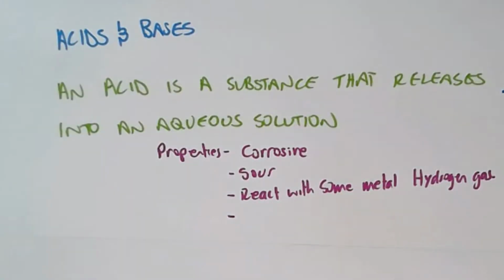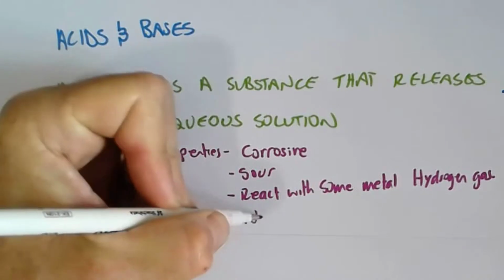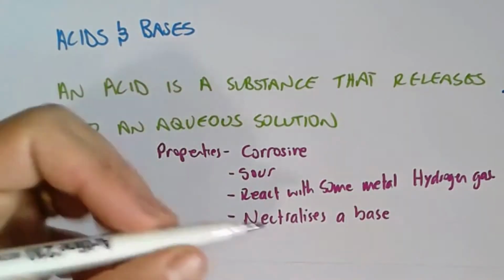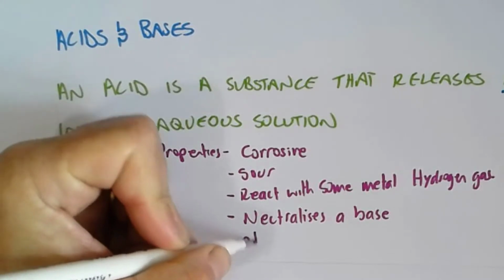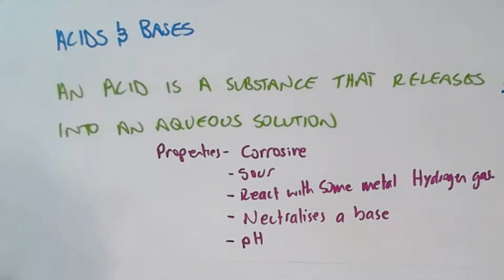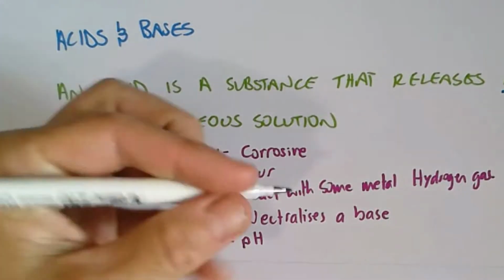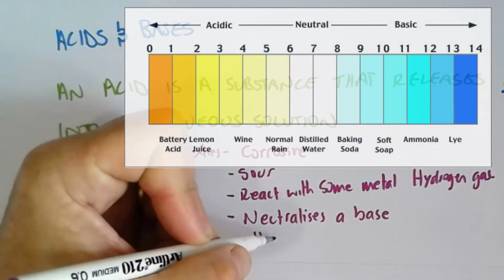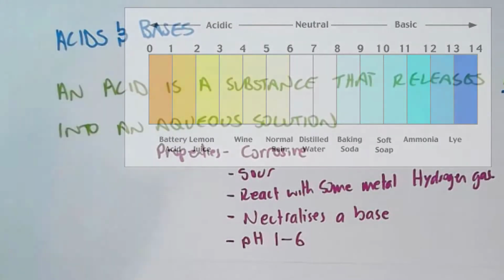Another thing is, I'm going to teach you about bases in a moment. So when an acid and a base are put together, they neutralize. So an acid neutralizes a base. And I'm also going to teach you about pH, which is a scale, and acids have a pH that's less than 7, or from 1 to 6.